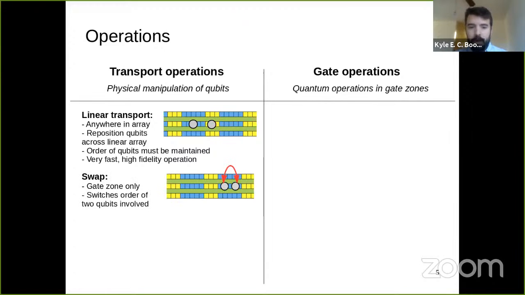We also have swap operations that must take place inside gate zones. And essentially, these are, once again, physical manipulations that are used to switch the order of the 2 qubits involved.